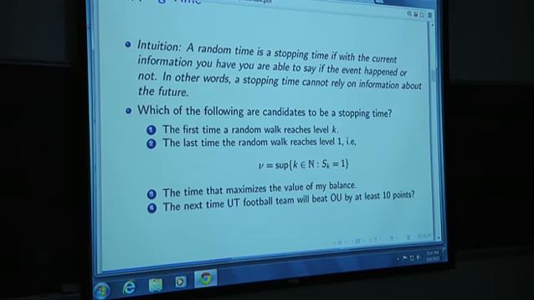The stopping times play a very important role in probability theory. So another example, real life. The next time the UT football team will beat OU, I think OU is the rival, something like Oklahoma, I don't know, I don't follow, by at least 10 points. I mean, that's a stopping time because I can stop my clock. So that idea of stopping time is the intuitive idea.